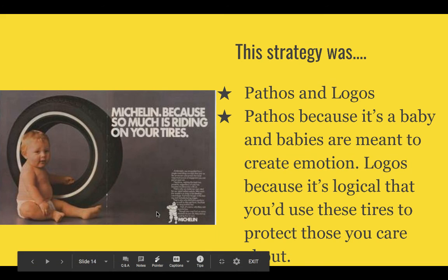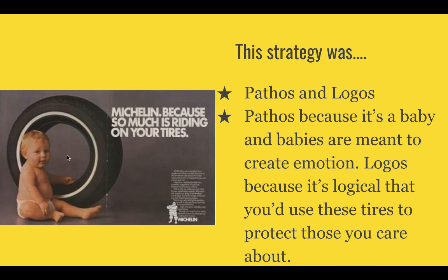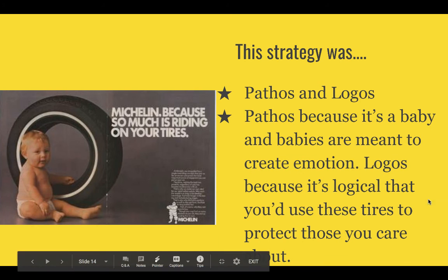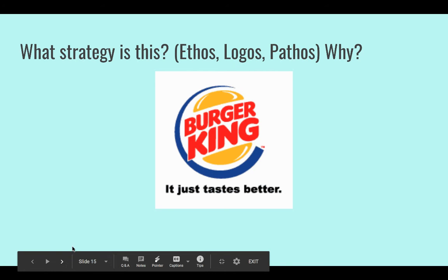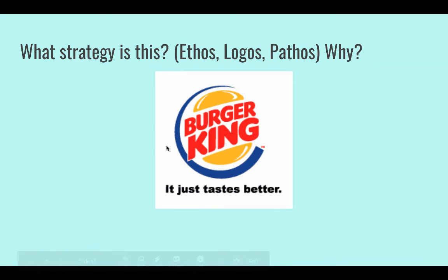And that's particularly because, oh, it's so innocent, precious, and so defenseless. We want to do everything we can to protect that human being. And so we're going to make that connection with the tires. All right. I think this is the last one. What strategy is this one? Burger King. It just tastes better.